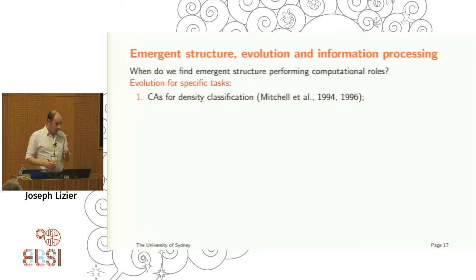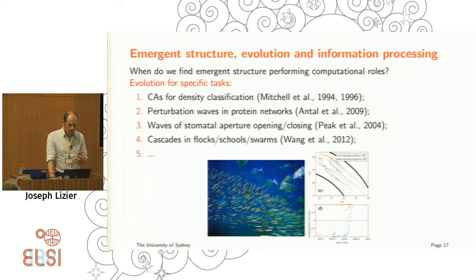And obviously, the kind of obvious answer to that is when we evolve systems to solve specific problems. The classic example of that being the density classification task that I showed you from Mitchell and company. But we see the same kinds of structures in lots of different biological systems. So we see perturbation waves in protein networks that are conjectured as dominant information carriers. We see waves of stomatal aperture opening and closing in flowers. We see the cascading waves in flocks and schools that I mentioned earlier as implementing this Trafalgar effect.